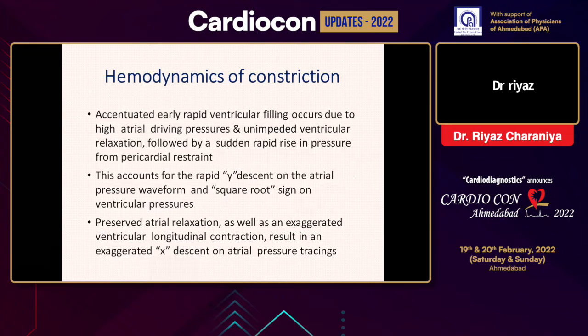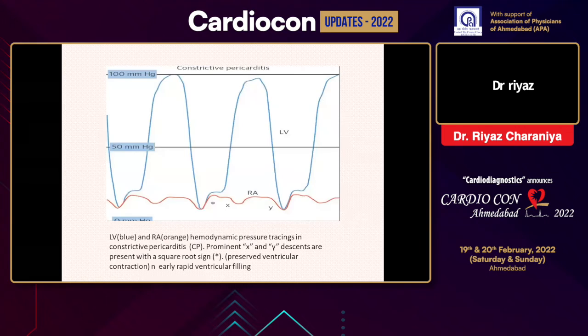Again, in constrictive pericarditis, there is preserved atrial relaxation as well as an exaggerated ventricular longitudinal contraction, which is preserved because the ventricular muscle is preserved. As a result of which, there is an exaggerated X descent on the atrial pressure tracings. So this is a diagram which nicely shows you that there is a prominent Y descent as well as an exaggerated or prominent X descent, which is found in constrictive pericarditis. That's because there is an early rapid filling and preserved ventricular contraction.